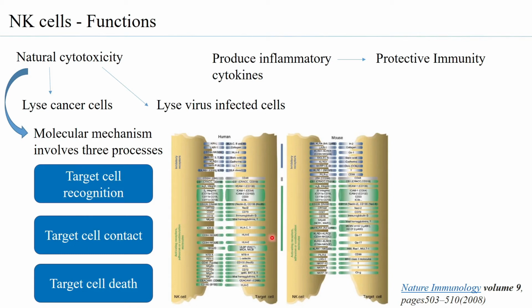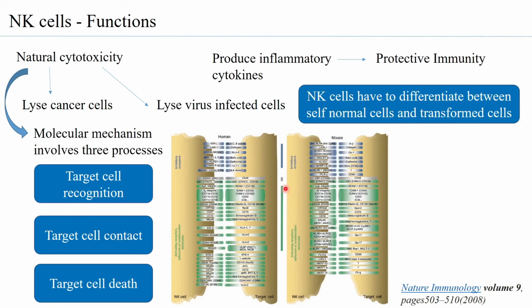So that is something that is very important. And so they have to differentiate. So the NK cells have to differentiate between a normal cell and a transformed cell. So only if it is a transformed cell, it should kill the transformed cell. But if it's a normal cell, then it should not kill the normal cell. So there has to be a way of distinguishing between the normal cells and the transformed cells. So we will look at it.